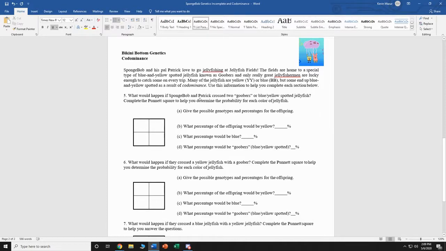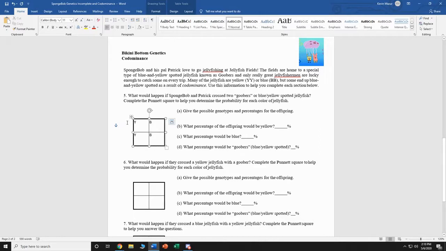What would happen if SpongeBob and Patrick crossed two goobers, cross meaning mated these two goobers together, or blue/yellow spotted jellyfish? Complete the Punnett square. So that means that the mom is going to be a goober and the dad is going to be a goober. And a goober, it said before, is a blue and yellow spotted fish. So it's going to have both a Y and a B. All right. So let's say the Y is going to be here and the B is going to be here. So it's going to look like this. It's going to be Y, Y, B, B, because the Y is going to be here going down. B is going to be here going down.